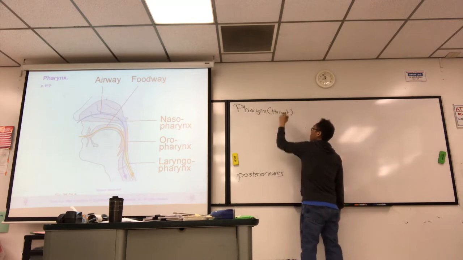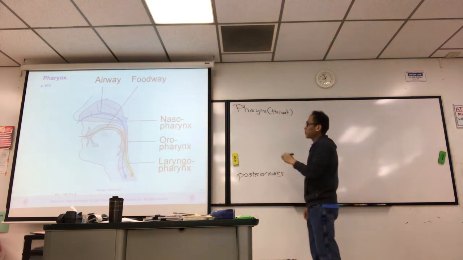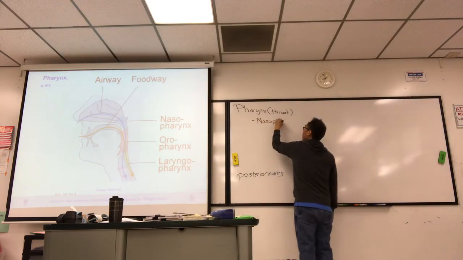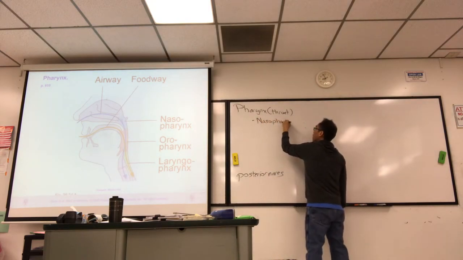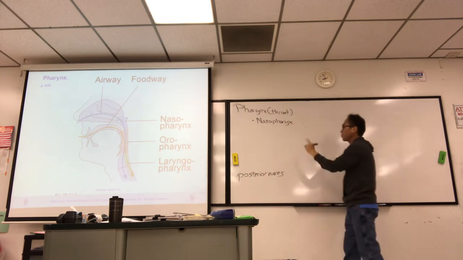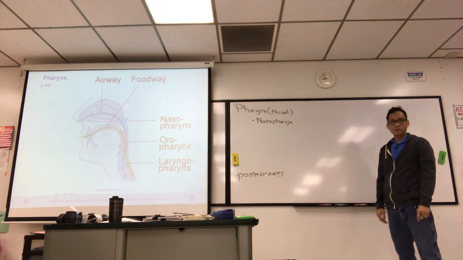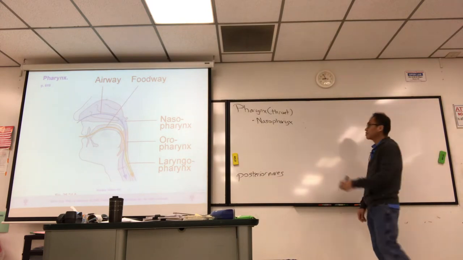Now the throat, the pharynx, is divided into nasopharynx, and the airway comes right after the posterior nares. It's basically behind, posterior to the nasal cavities.